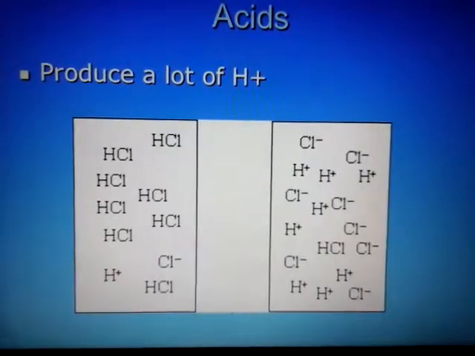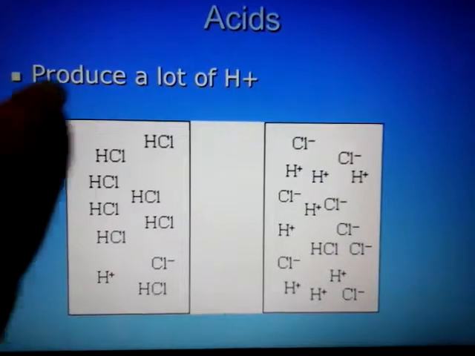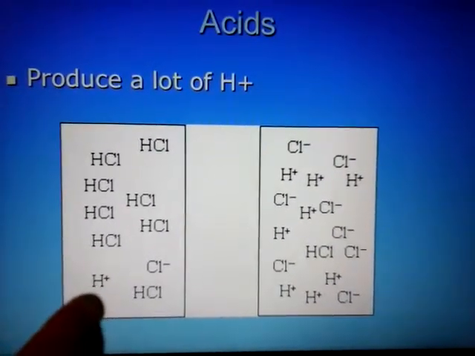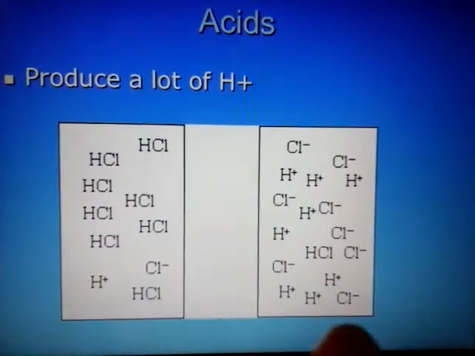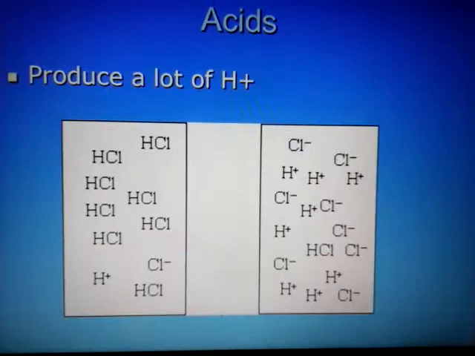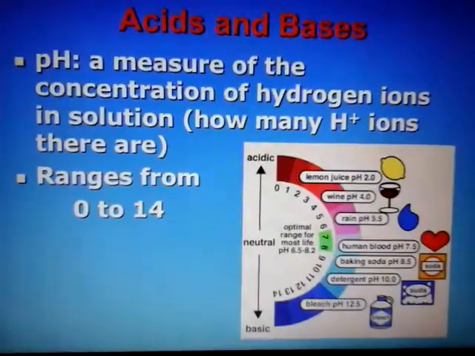So if you produce a lot of hydrogen, like the example I used here, so I take hydrochloric acid, and when it falls apart, it makes hydrogen and chlorine. And remember, let's pretend this is water. So there's already hydrogen there, so I made even more hydrogen. I've got myself an acid.